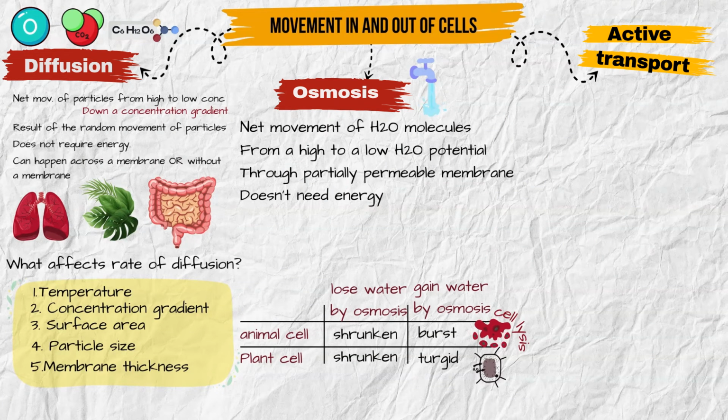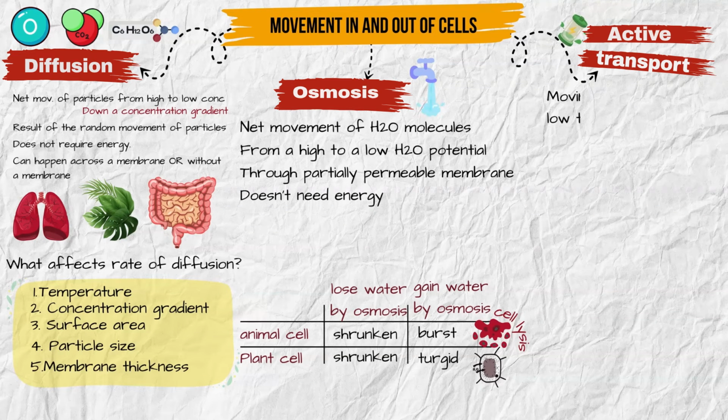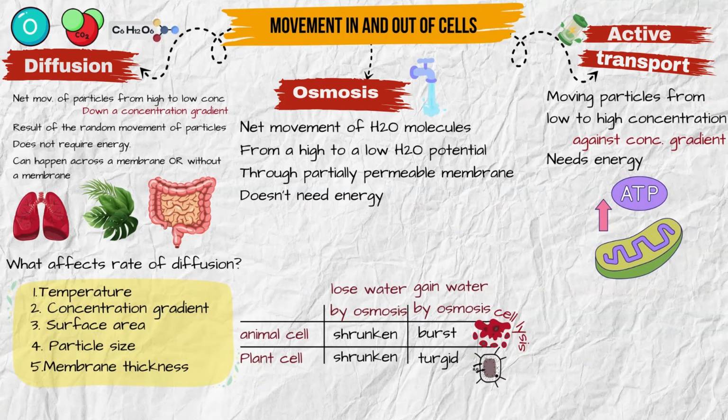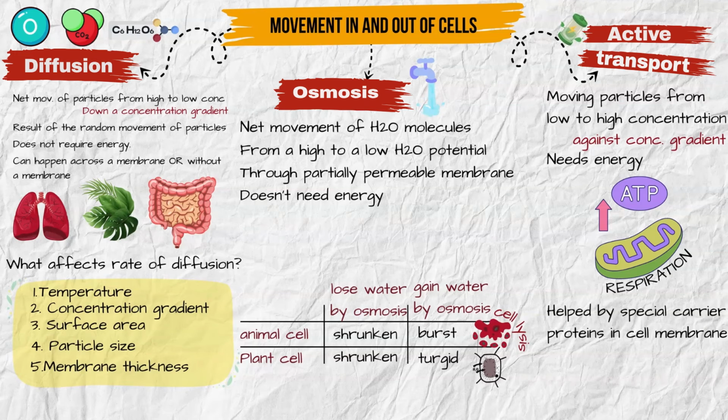Now let's go to something different, active transport. Just from the name, you already get the idea. It's active. So unlike diffusion and osmosis, this one needs energy. Let's break it down, step by step. Number 1. It involves moving particles from low to high concentration. Yes, against the concentration gradient. Number 2. This process needs energy, in the form of ATP, from respiration. Number 3. This movement is helped by special carrier proteins in the cell membrane. So, to sum it up, active transport means low to high, needs energy, and requires protein carriers.